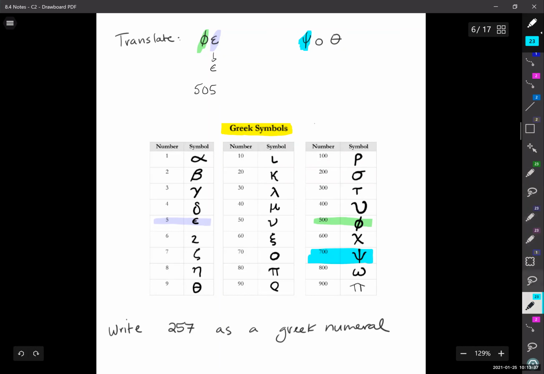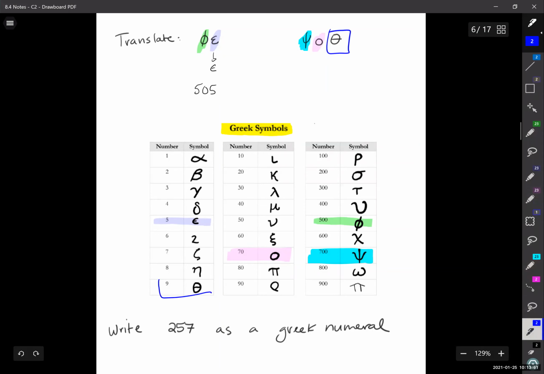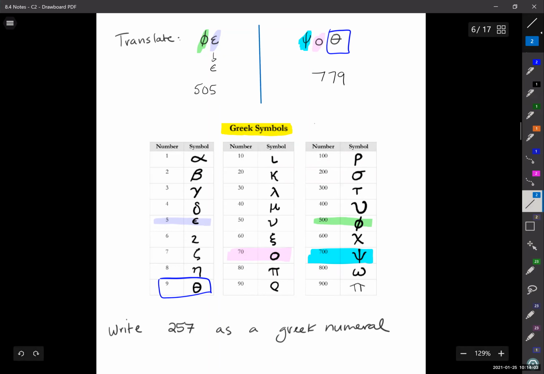Next we see we've got a 700, followed by a 70, followed by 9. So I think we would get 779. Now let's go the other direction. If y'all wouldn't mind, take a moment to write down the symbols for 257.